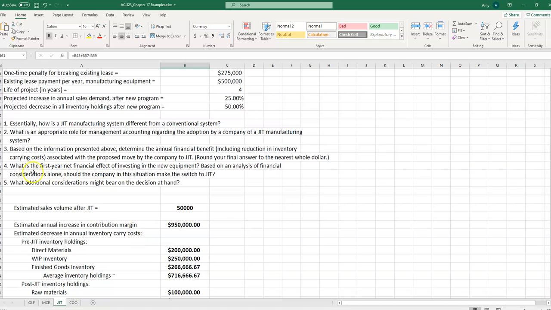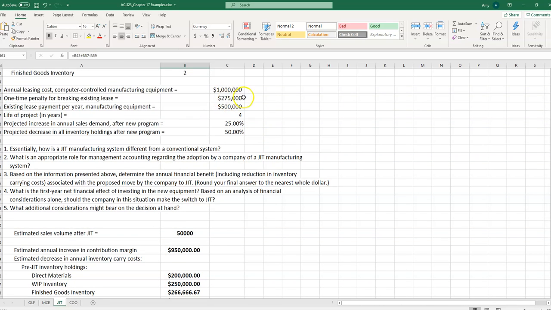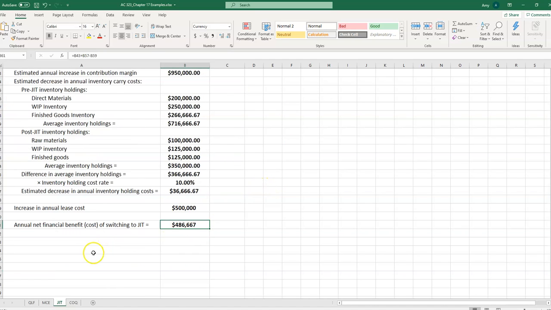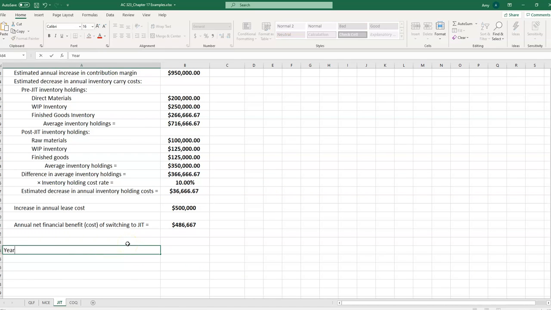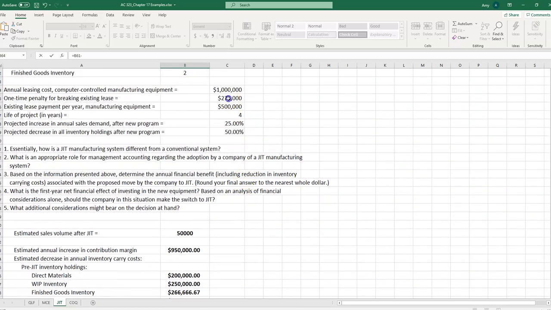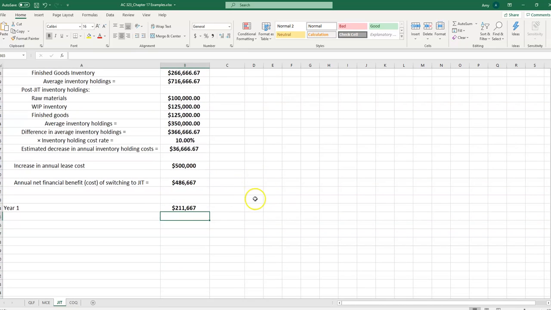The next one asks, what is the first year net financial effect of investing in the new equipment? Well, because we have a one-time penalty, we would have to reduce our yearly cash flows by that one-time penalty. So in year one, our cash flows would be the $486,667 minus this one-time penalty of $275,000.